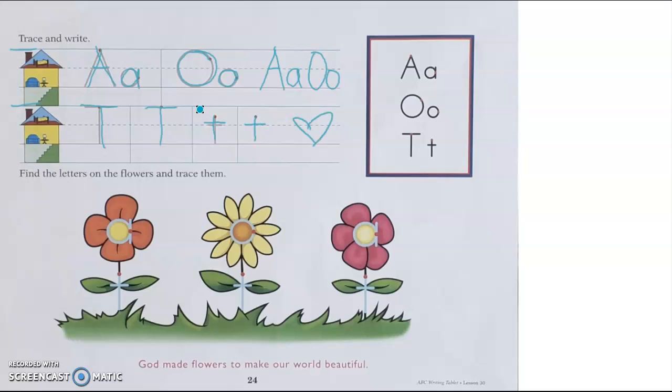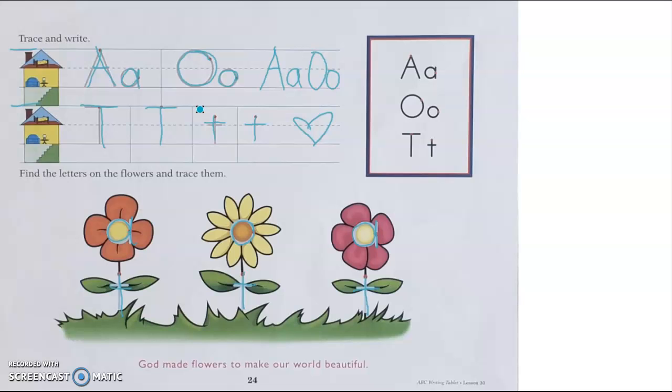All right, this says find the letters on the flowers and trace them. Oh, I see the letter A here, which is a ball, push up, pull down. T is a pull down with a push across. O is a ball. T is a pull down with a push across. A ball, push up, pull down. T, pull down with a push across.